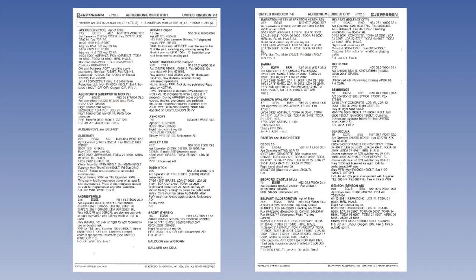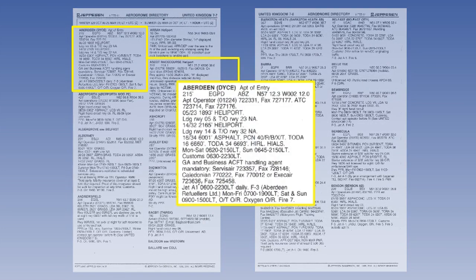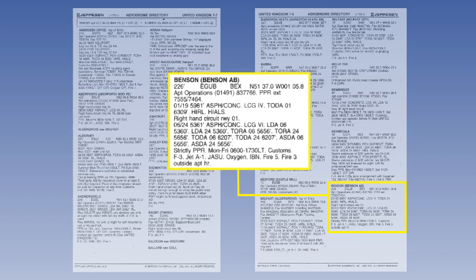Here is the example aerodrome directory listing for the United Kingdom, on pages 77 and 78 in the Student Jeppesen Training Manual. Notice that only aerodromes listed from Aberdeen to Benson are listed, as this is only a sample of airfields in the training version of the Jeppesen Flight Manual. The information shown here about each airfield will be explained later in this lesson.